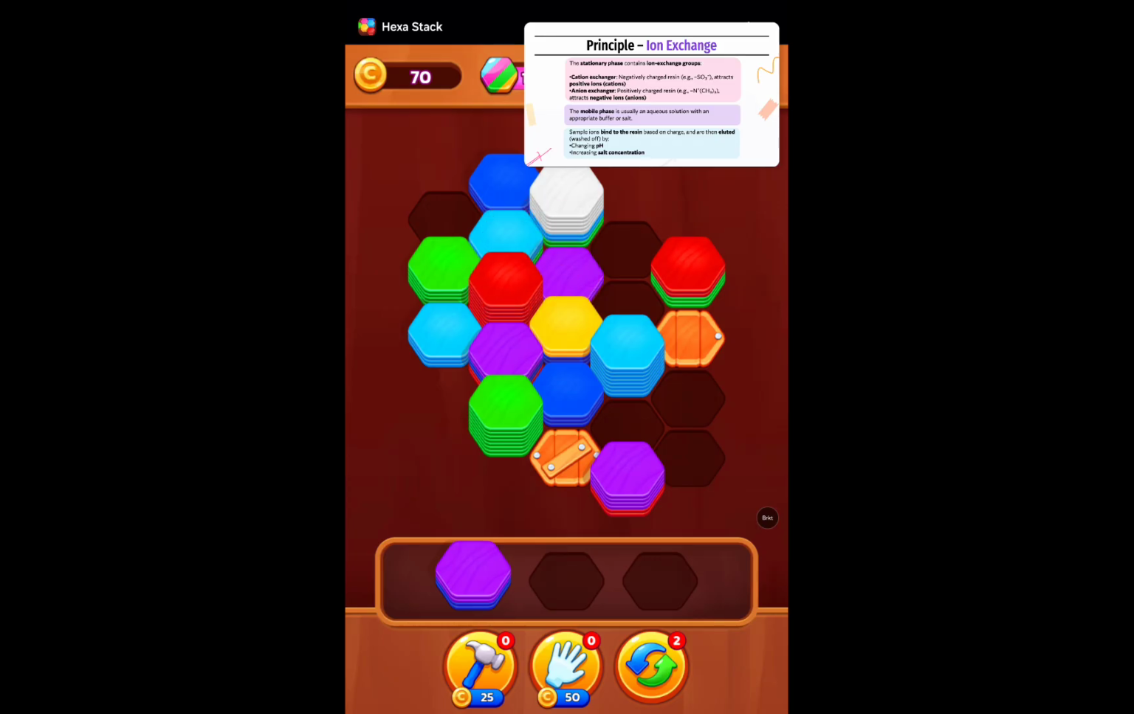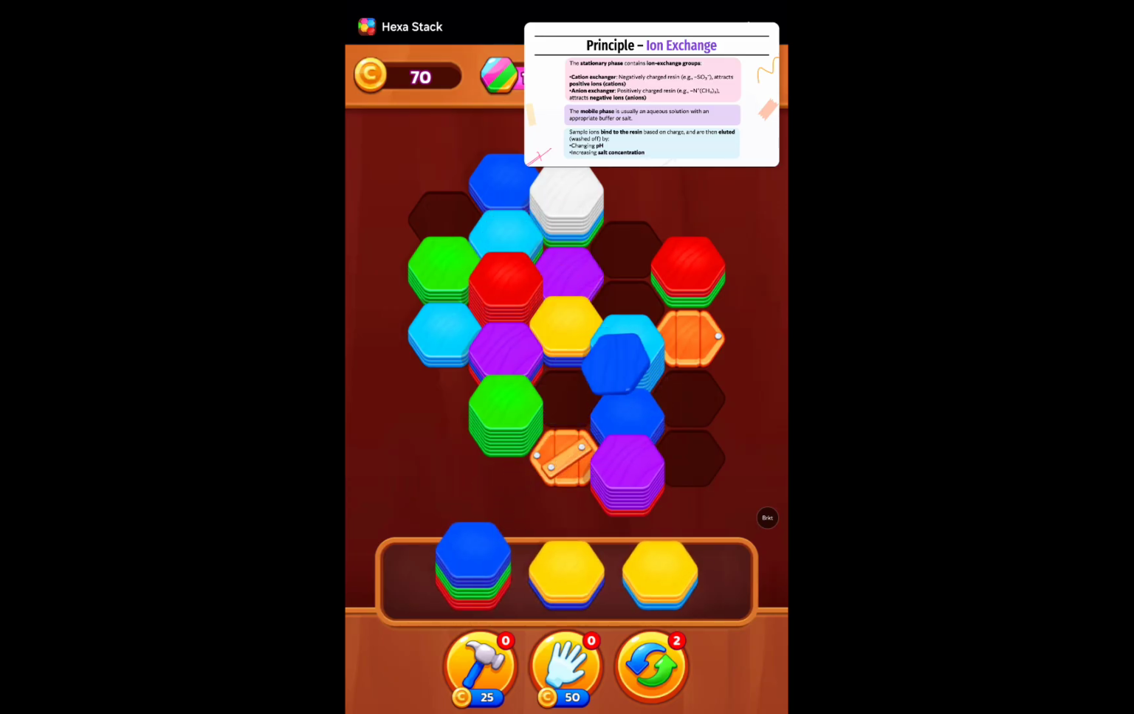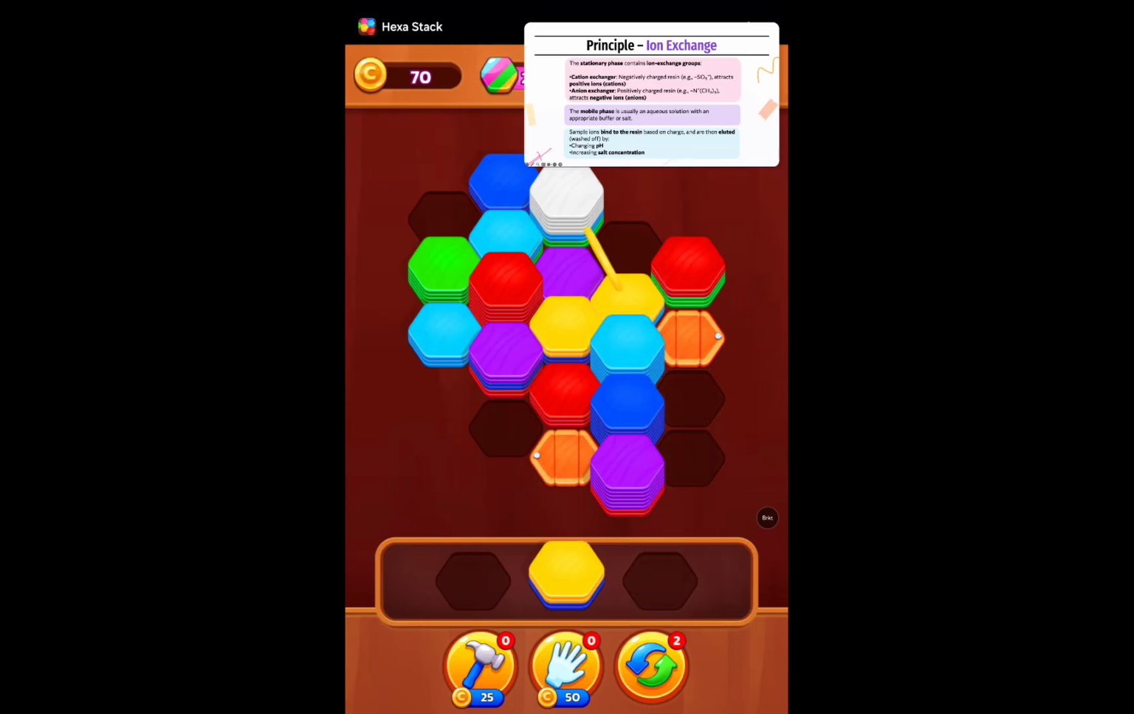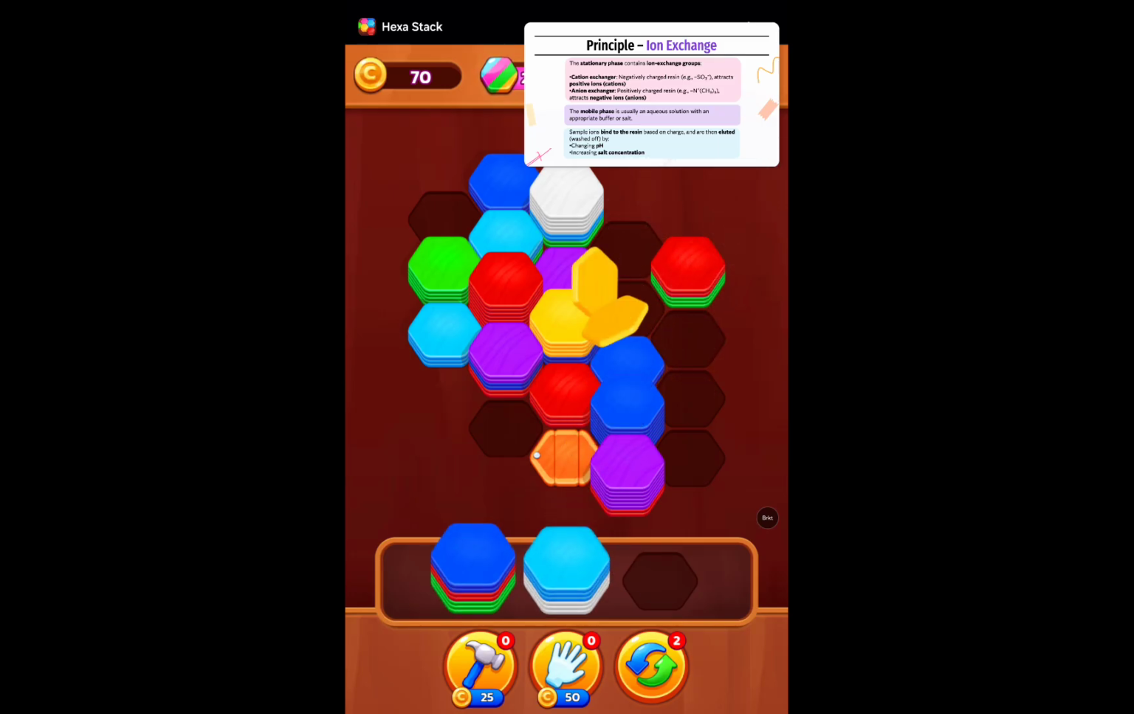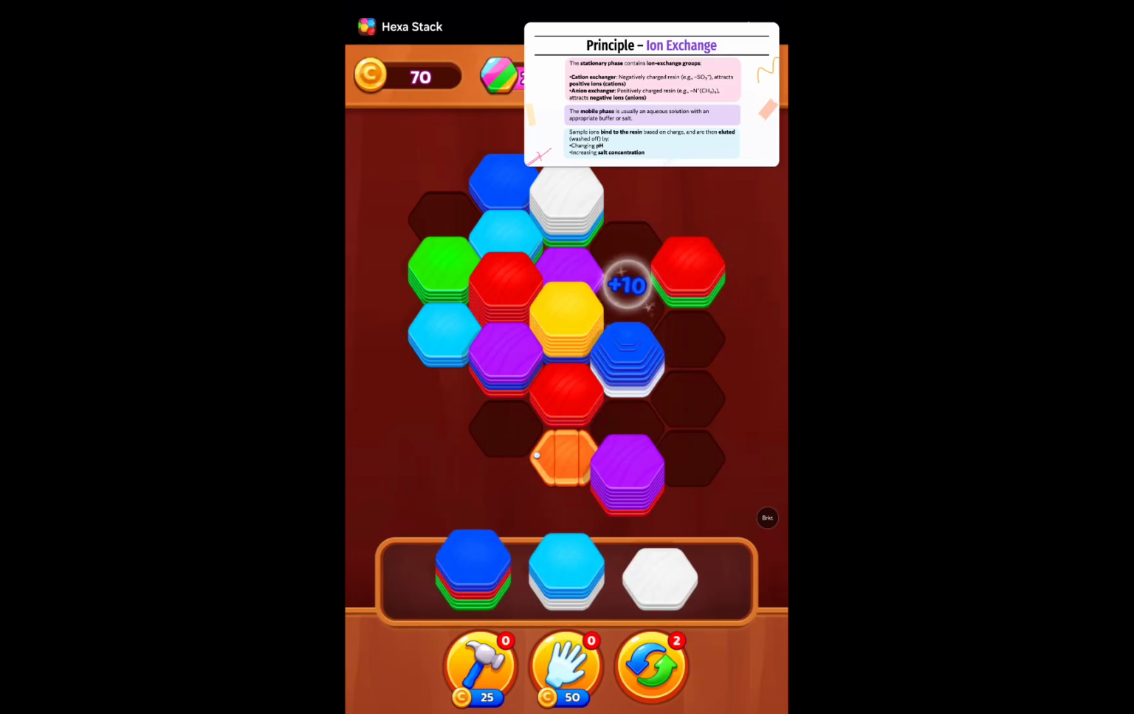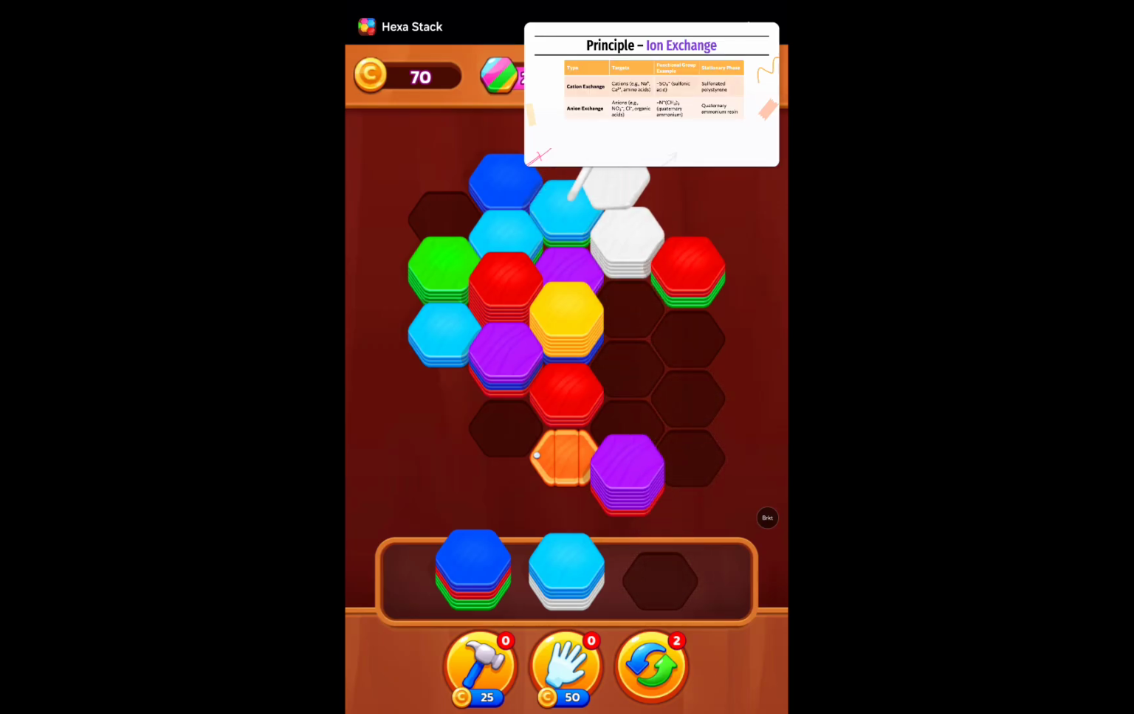So for the mobile phase, you can use water, buffer and salt, right? Your sample ion will bind to the resin based on the charge. After that, you can wash the compound out: you can change the pH, or change the buffer, or change the salt. So just like I mentioned, you have two types, depending on your target.